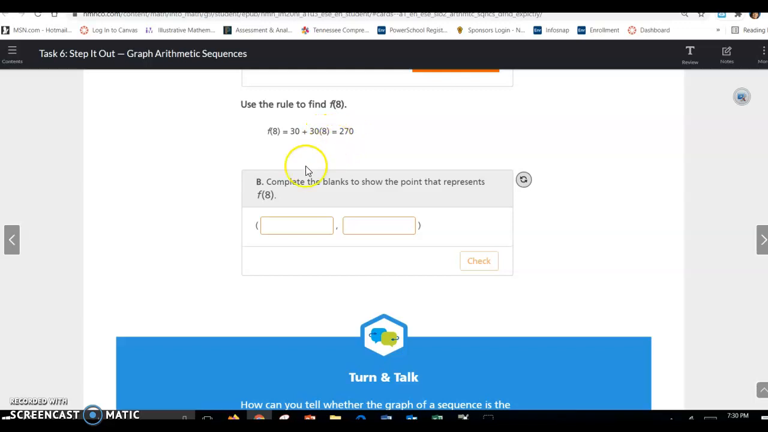So you can check that. Complete the blanks to show the point that represents f of 8. Well, 8 would be your n, or your x value, and 270 would be your f of n, or your y value. So this would be your ordered pair, 8 and 270.